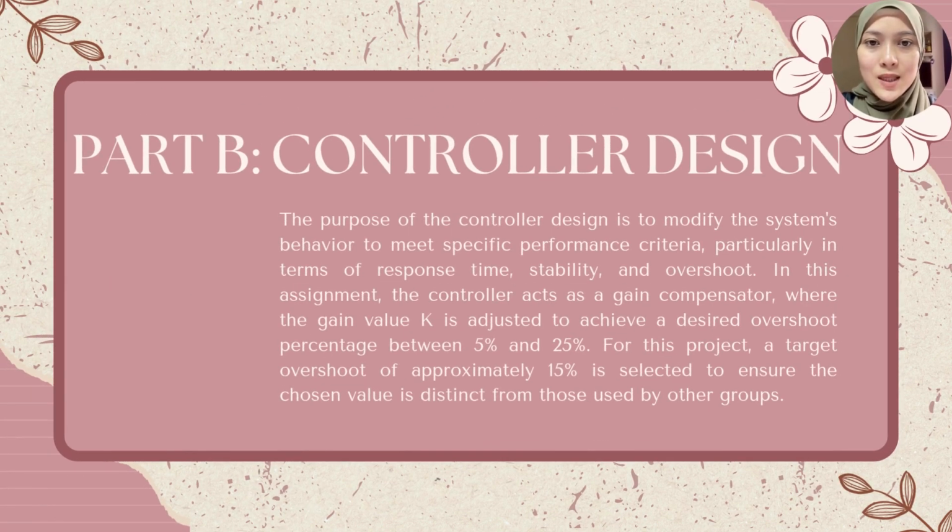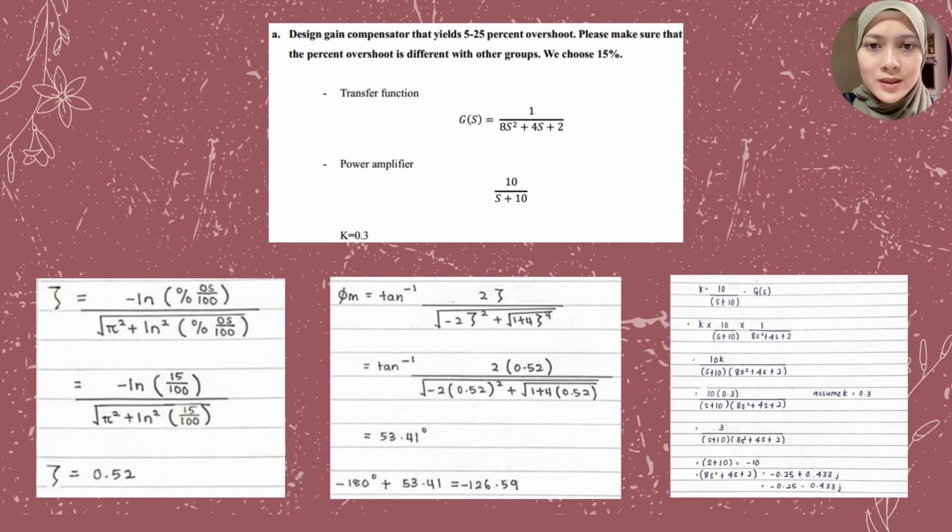Next, this slide explains the purpose of our controller design. The main goal is to modify the system behavior so it meets certain performance criteria like response time, stability, and overshoot. In this project, we use the controller as a gain compensator, meaning we adjust the gain value K to control how much the system overshoots. Our target was around 50% overshoot. This is outside the typical acceptable range of 5% to 25%, and it's chosen to make our project result unique from other groups.